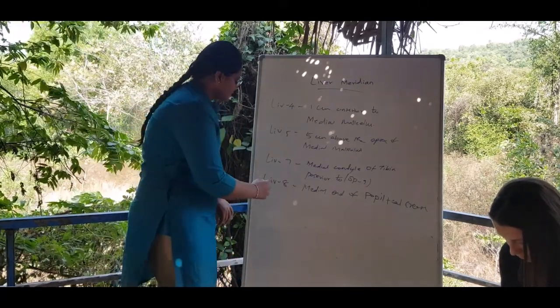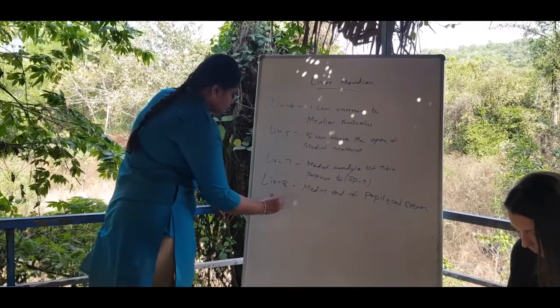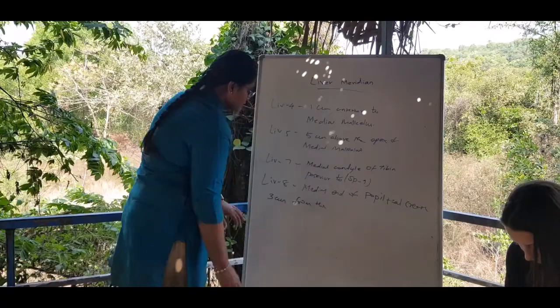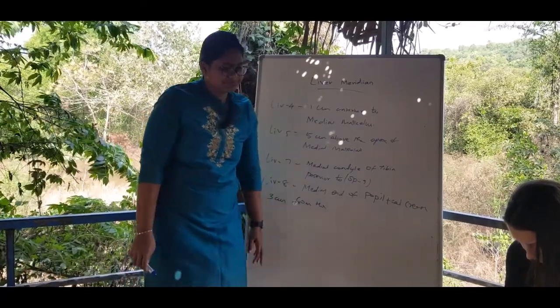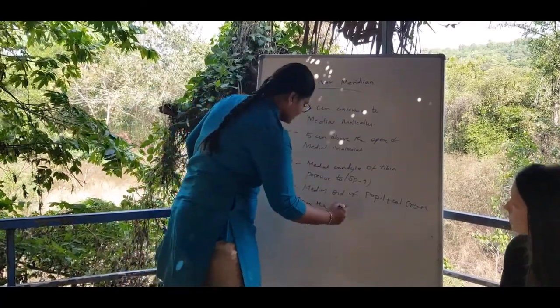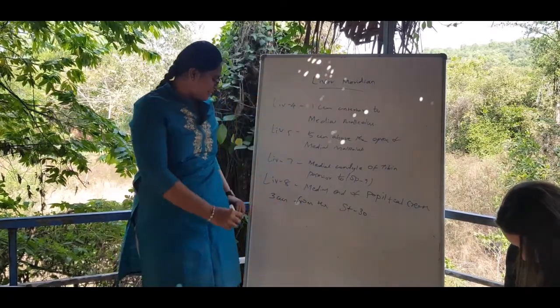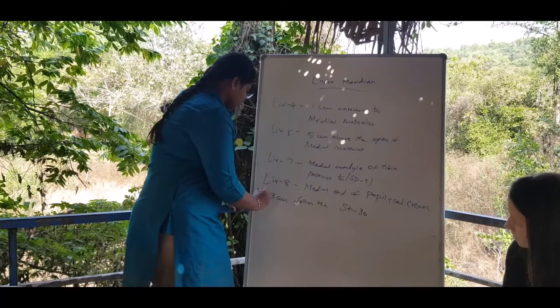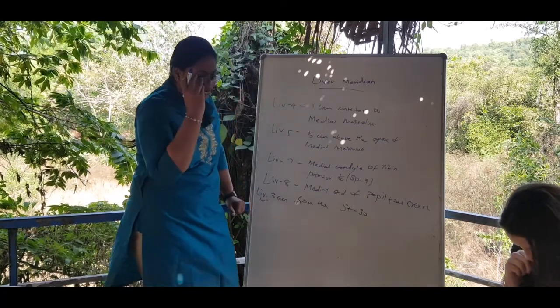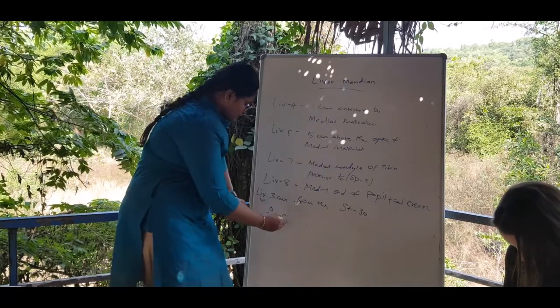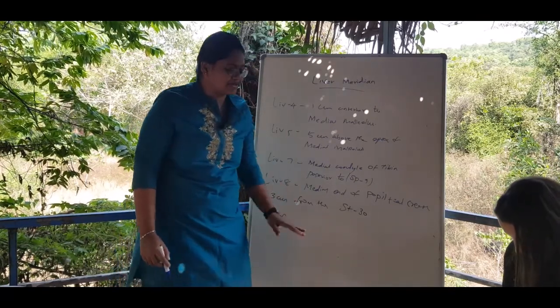Liver 10 is 3 chun from stomach 30. Just write like this, okay? 3 chun from stomach 30. That is liver 10. Liver 9 you wrote, no? Yeah. Okay. Liver 11 is 2 chun from stomach 30.